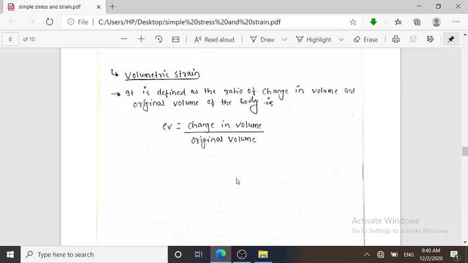Suppose we take one example of balloons. While we are applying a force on it, either compressive or any other, the volume of the balloon changes. When you release the force, the volume changes again. The change in volume by original volume is nothing but the volumetric strain. So the volumetric strain is the ratio of change in volume to the original volume. I hope I have cleared your doubts regarding simple stress and strains.